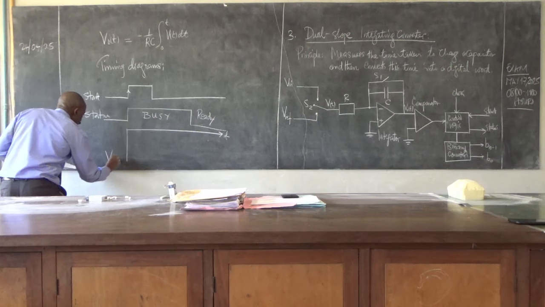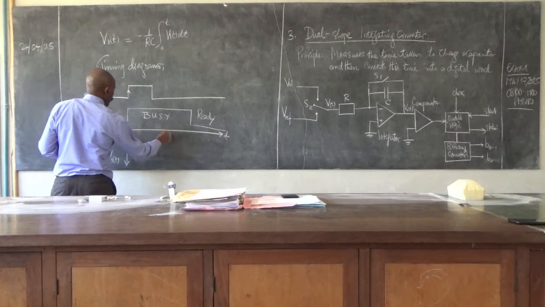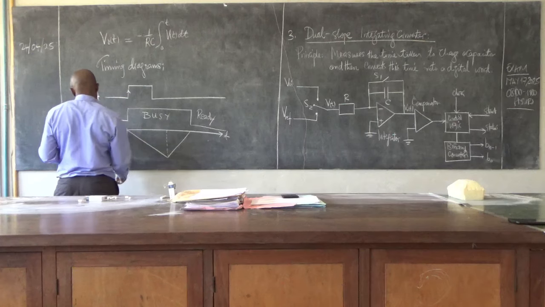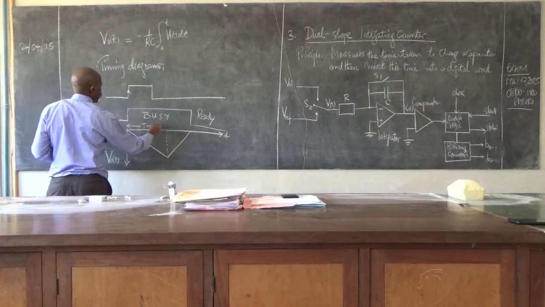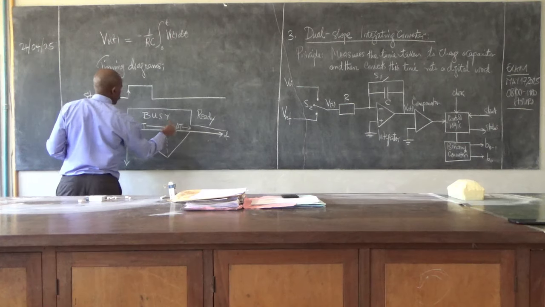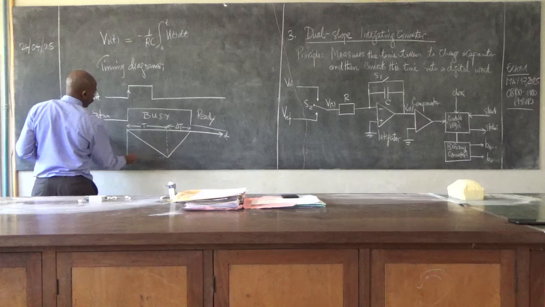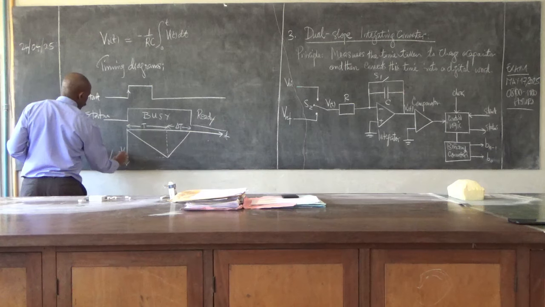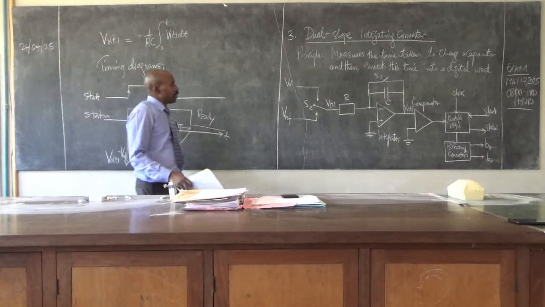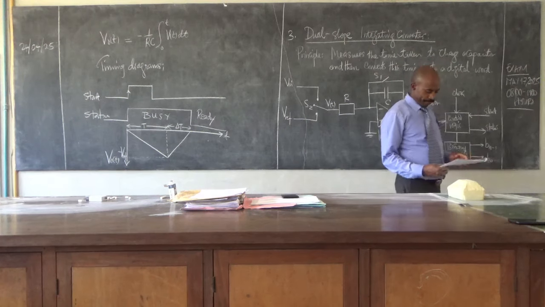So the V naught(t) is minus, so we shall get it as we have T, and then we have delta T, this will be minus VF, this value here. And this V naught(t) is this voltage away from the integrator.